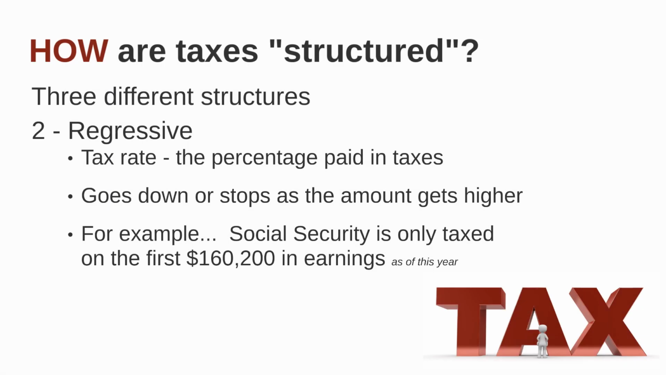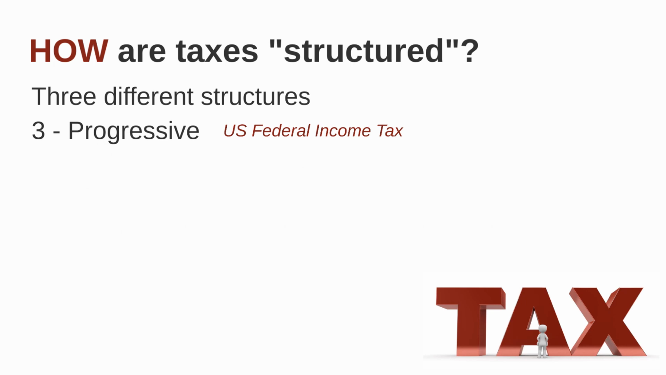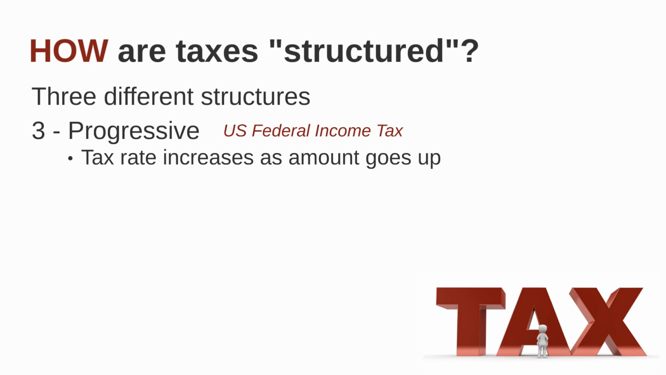So before we took a break, we talked about the first two of three different ways taxes can be structured. Now it's time to move on to the third one. The third one is what we use for the U.S. federal income tax, and that's what we call a progressive tax. And that doesn't have anything to do with politics. It has to do with how the tax rate moves.